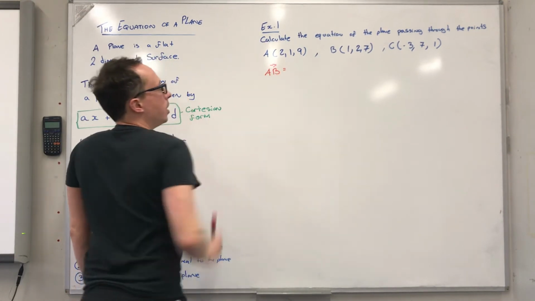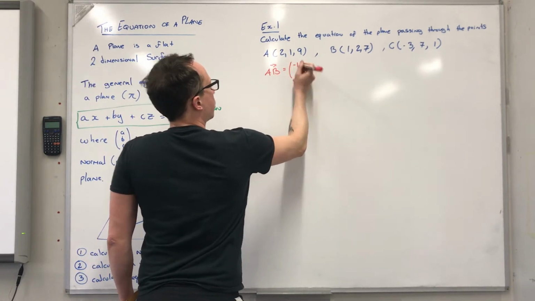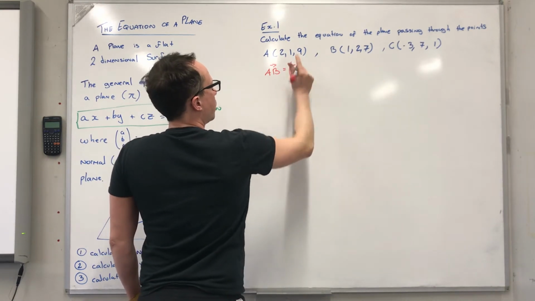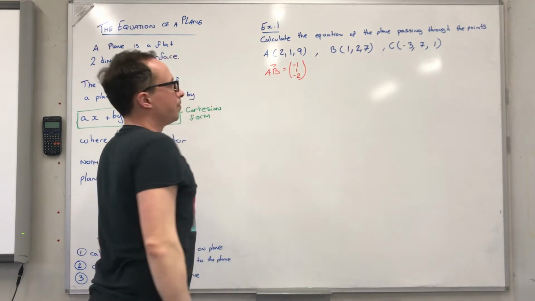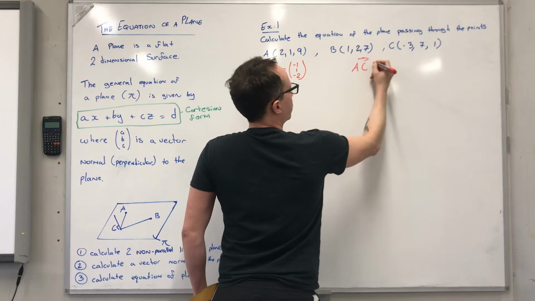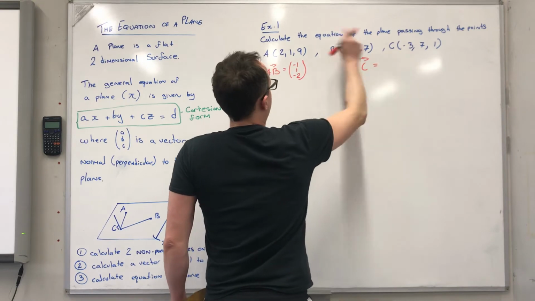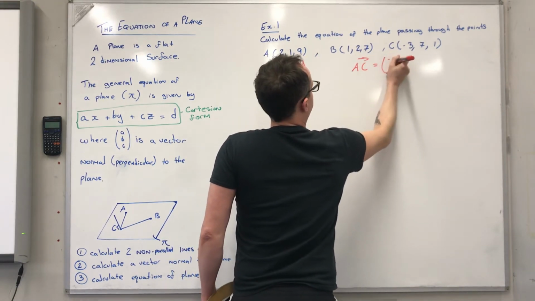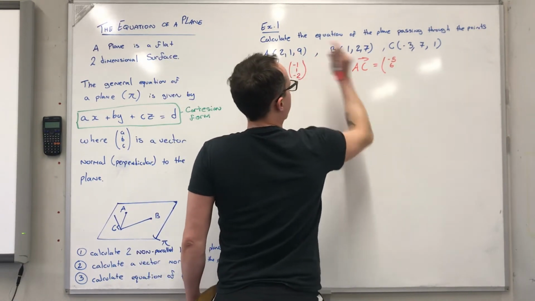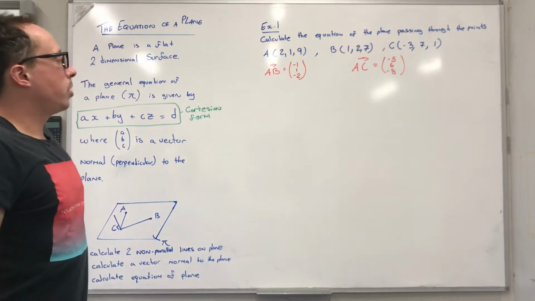AB is just going to be B minus A. So 1 take away 2 is negative 1. 2 take away 1 is 1. 7 take away 9 is negative 2. And then we also want vector AC. Doesn't matter really which two you go for. So AC is going to be minus 3 minus 2, which gives us negative 5. 7 minus 1, which gives us 6. And 1 minus 9, which gives us negative 8. Okay? So now I've got two vectors on the plane.